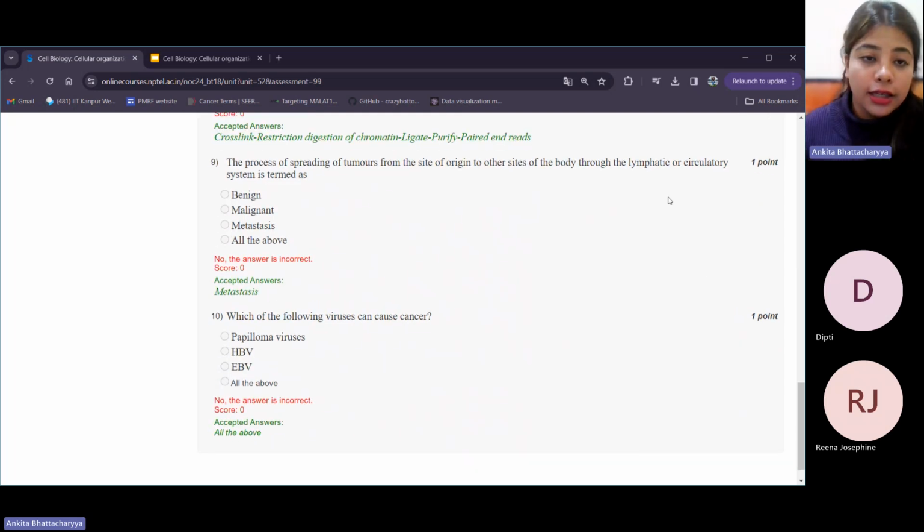Then in question 9, we were asked that the process of spreading of tumors from the site of origin to other sites within the body through either the lymphatic or the circulatory system is termed as which of the following? Benign, malignant, metastasis, or all of the above. This entire process of the spread of a tumor from one location to another or to multiple sites within the body is known as metastasis. And what is formed as a result of this process are the somewhat smaller tumors that are localized in other regions within the body.